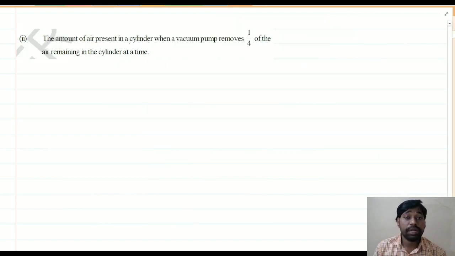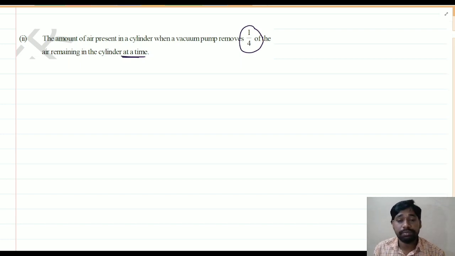The amount of air present in the cylinder when the vacuum pump removes 1 by 4th of the air, the remaining air in the cylinder at that time. So he is asking about the remaining air, whether it is in the form of arithmetic progression or not. If I take a variable it will become difficult, so I will take a constant number which is exactly divisible by 4.